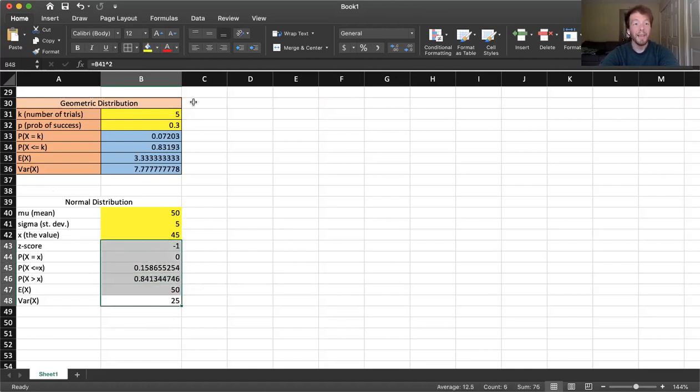So again, these are all these blue. Ooh, I think it's the wrong shade of blue. It's gonna bother me.